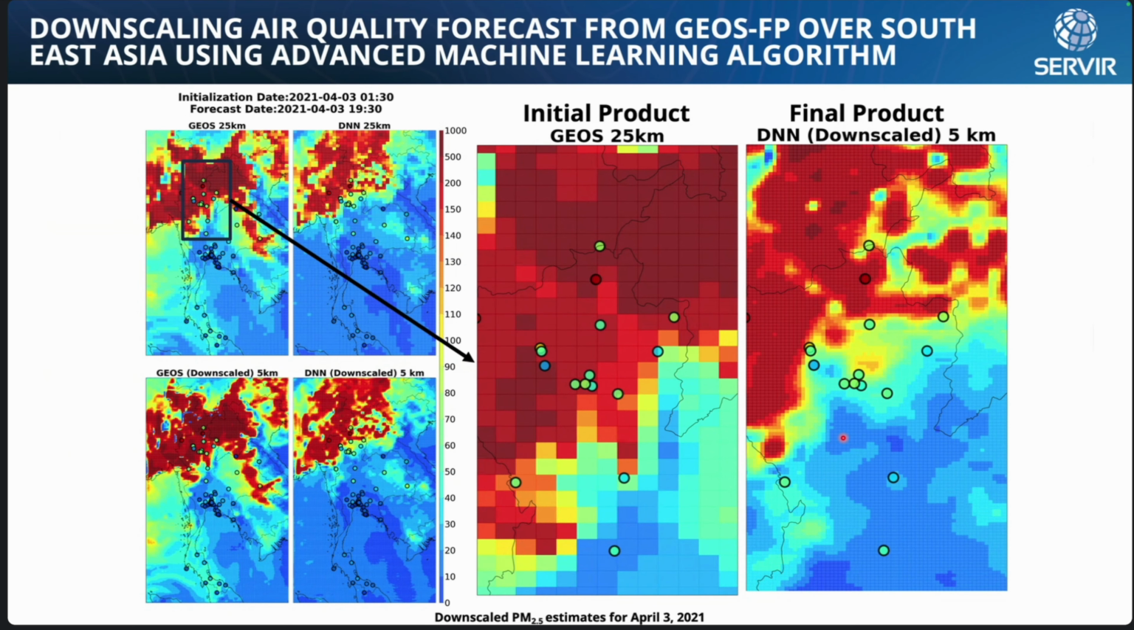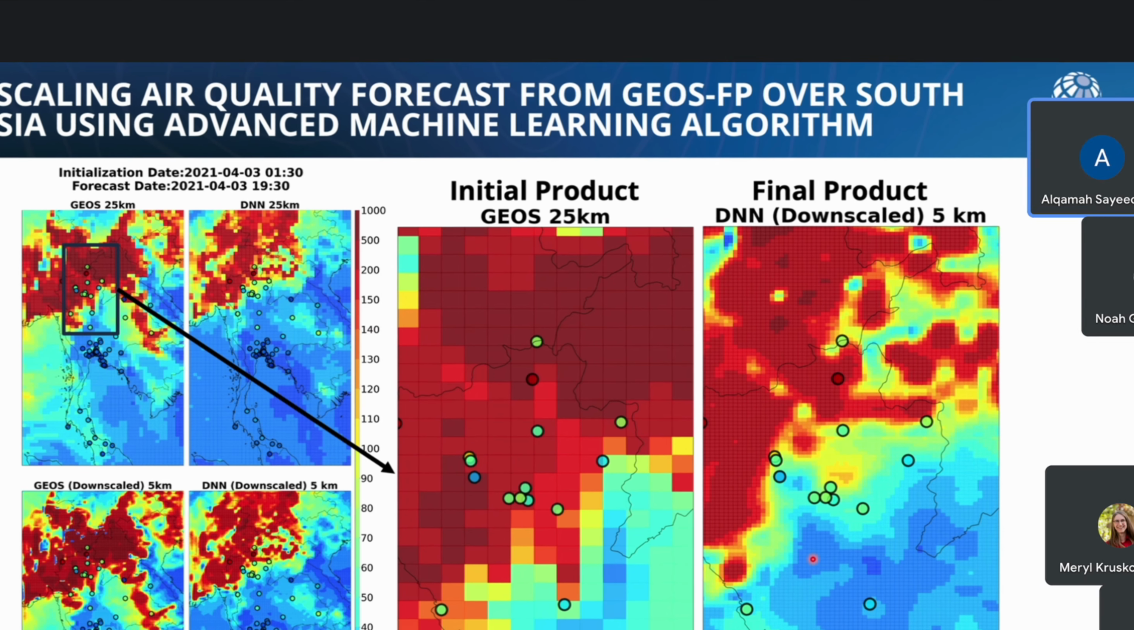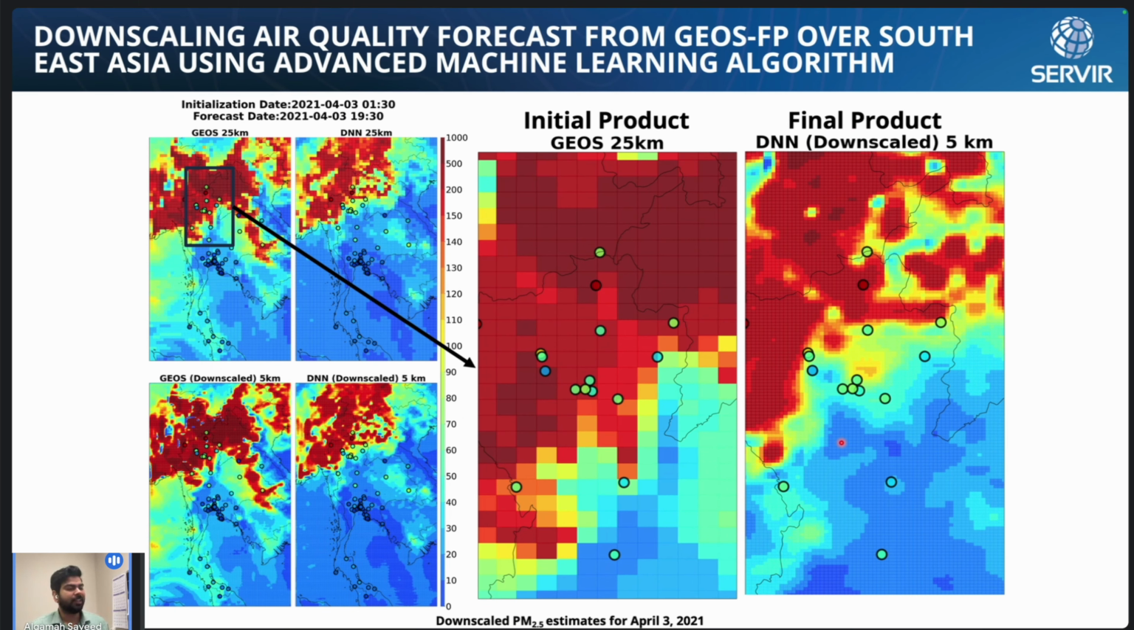Here is a sample snapshot of PM2.5 estimates over the Mekong region. It shows all 4 models as we were discussing in this talk. The plot on the left shows an 18-hour ahead forecast that was initialized on April 3rd, 2021 at 1:30 UTC.